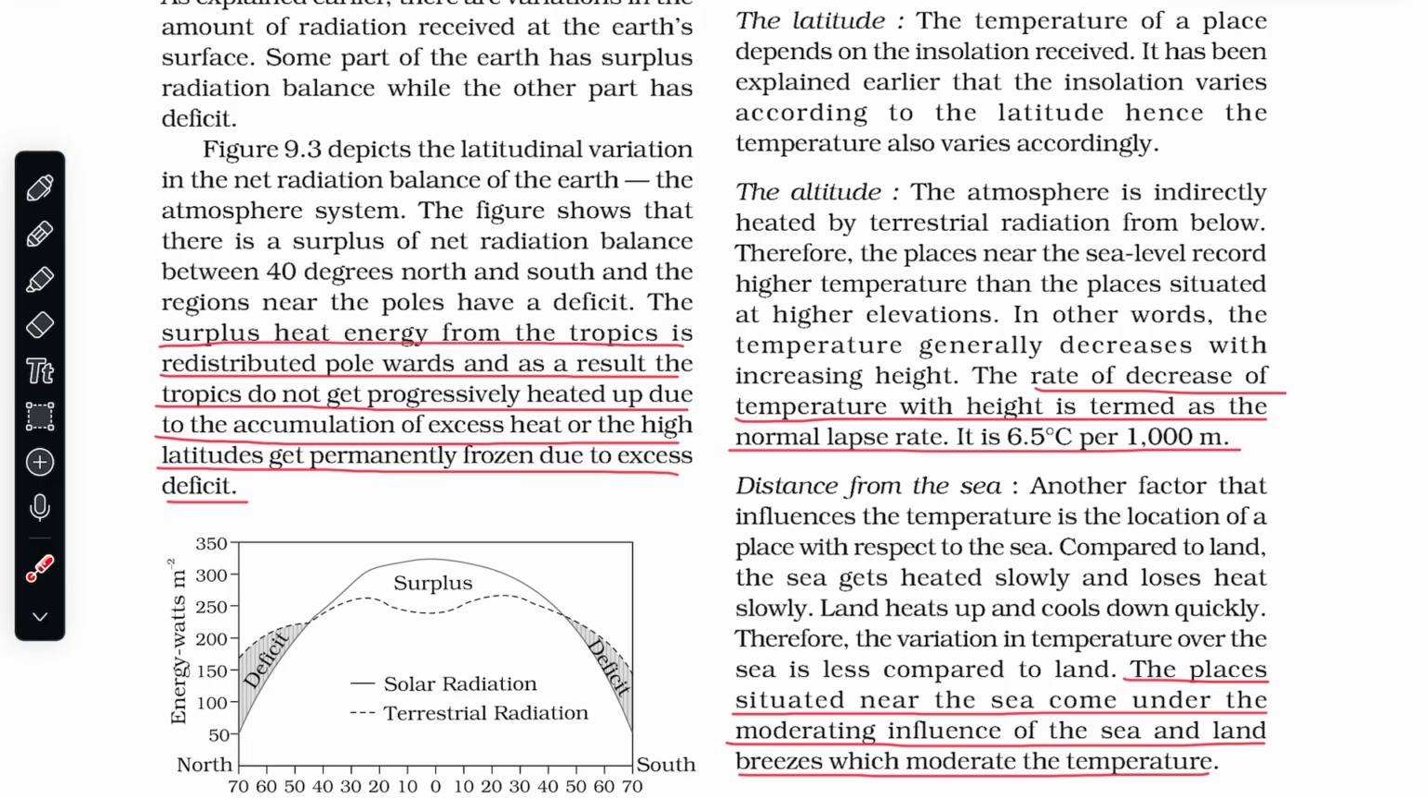Therefore, the places near sea level record higher temperatures than the places situated at higher elevations. In other words, the temperature generally decreases with increasing height. The rate of decrease of the temperature with height is termed the normal lapse rate. So, normal lapse rate is basically a measure of the rate of decrease in temperature with height.